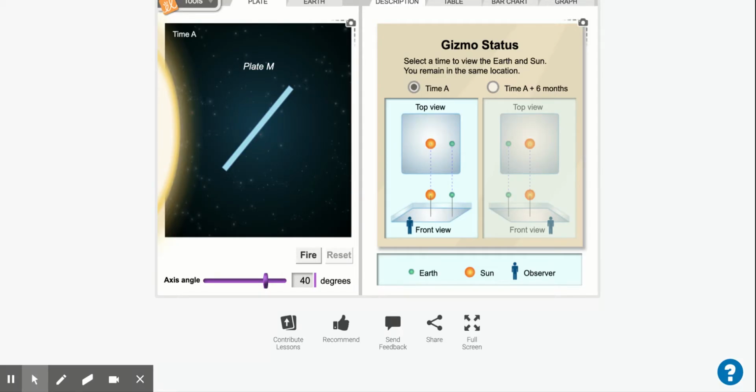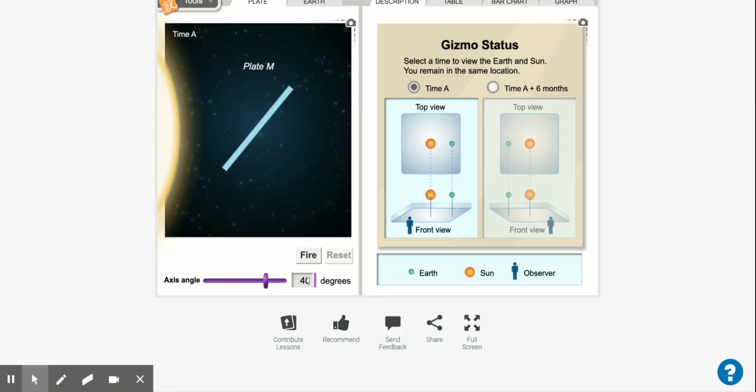Then you're going to set the axis angle to -80. So that's scooching this left, get to -80 and click fire, record the number of hits. Repeat for each angle and fill in the tables below. You can use the slider or type the number into the text field.